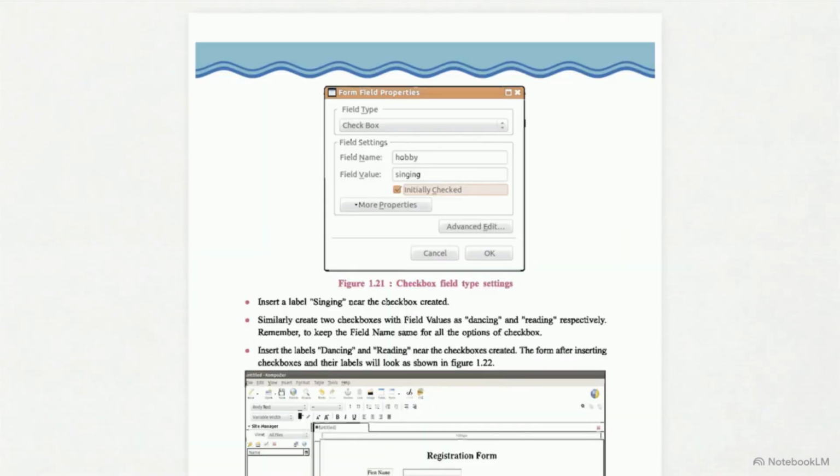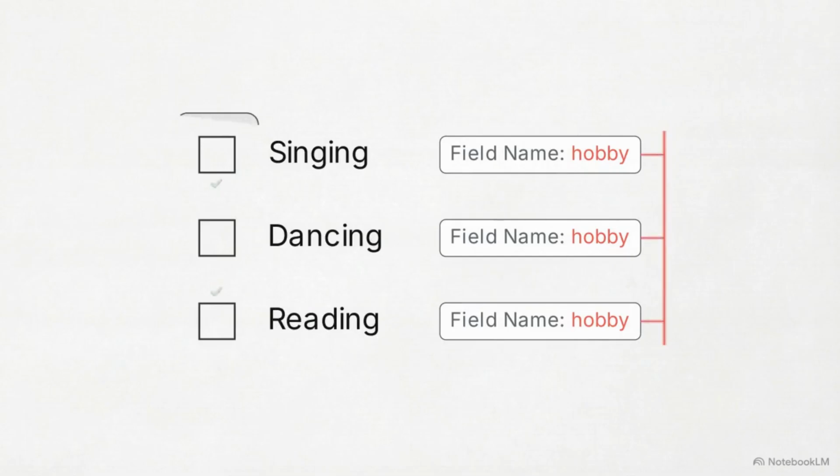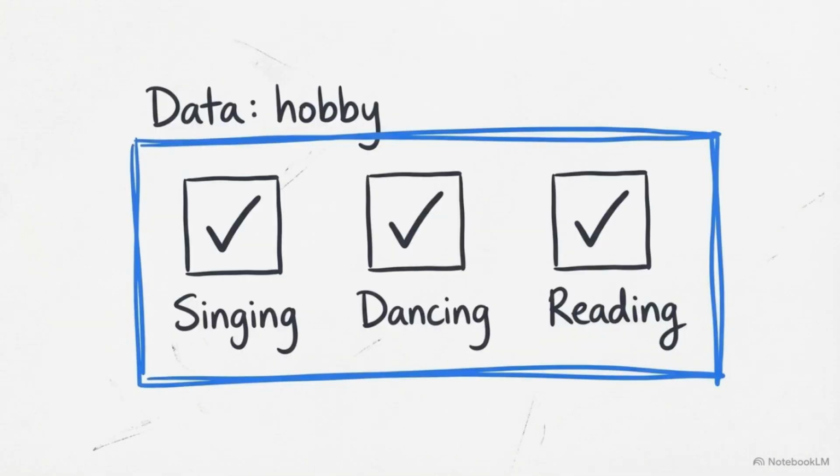In the Form Field properties, notice the field name. To group checkboxes together, they must share the exact same field name, like Hobby. Below, we set the field value to Singing to identify the clicked box, and optionally check Initially Checked. Using that identical field name for singing, dancing, and reading creates an invisible thread. It ties those separate boxes together into a single cohesive piece of data upon submission.